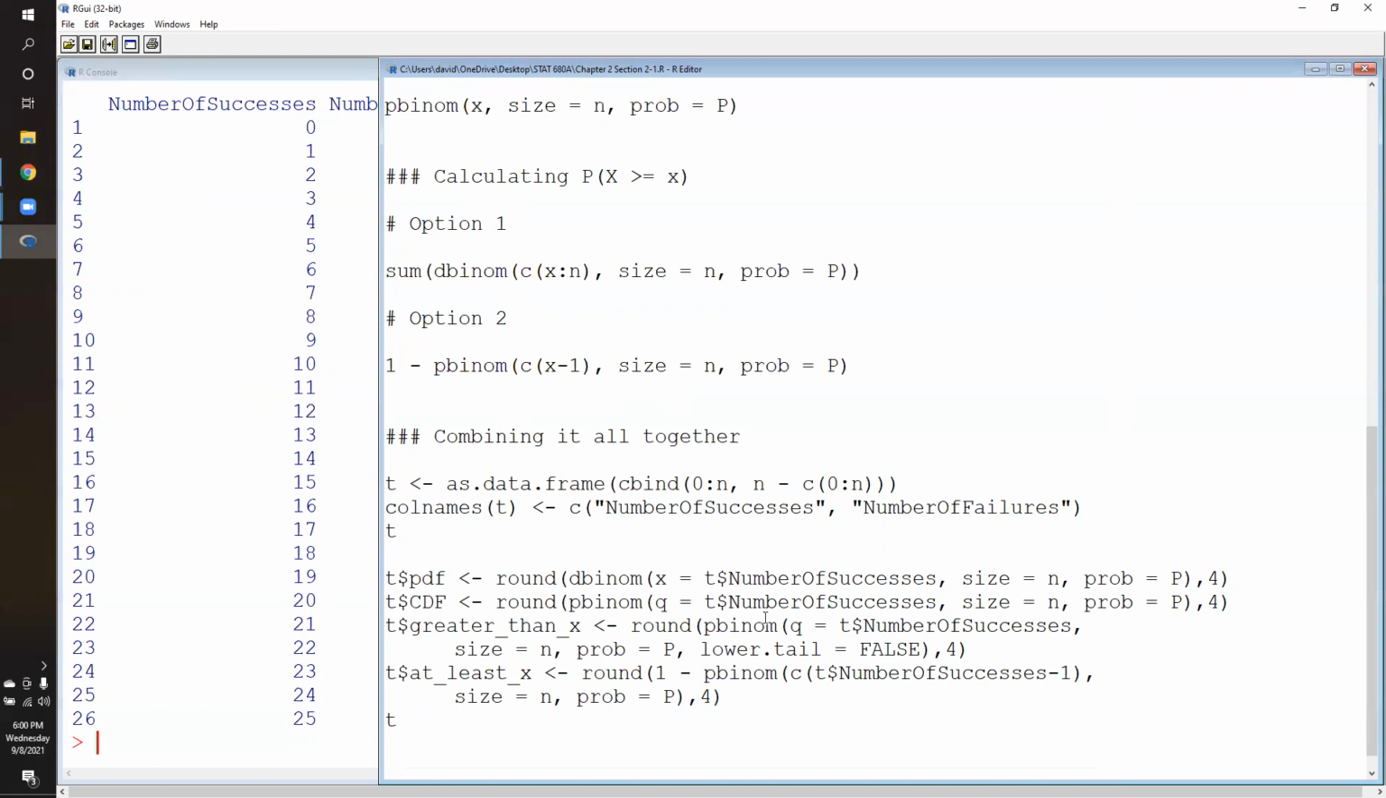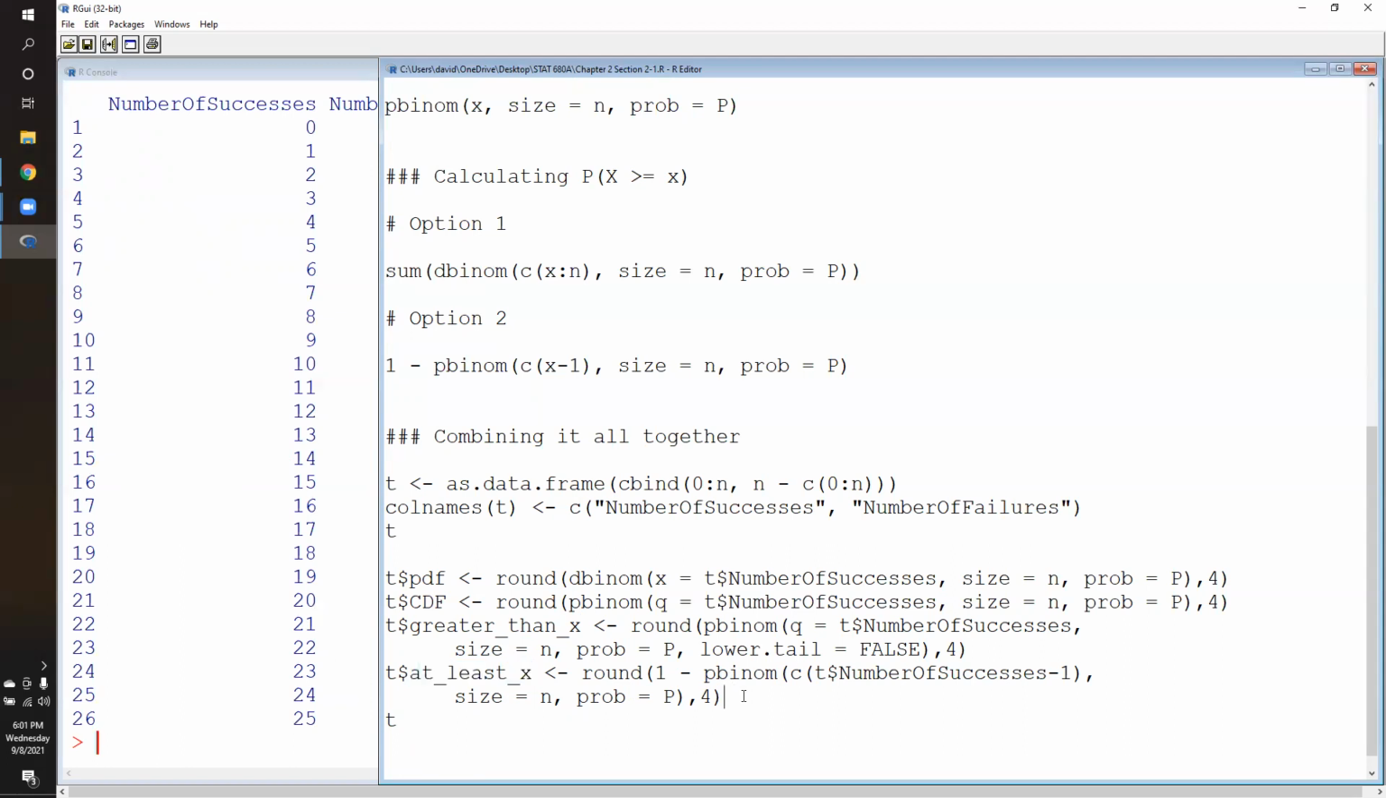And then we could set up the PDF, the probability that X equals one of these numbers, the CDF, the probability that X is less than or equal to the number of successes. We could calculate the probability of being greater than X, and the CDF and the probability of being greater than X should add up to 1 for each of those. And then we could also think about what's the probability that X is greater than or equal to some observation. In our example, what's the probability that X is greater than or equal to 23?